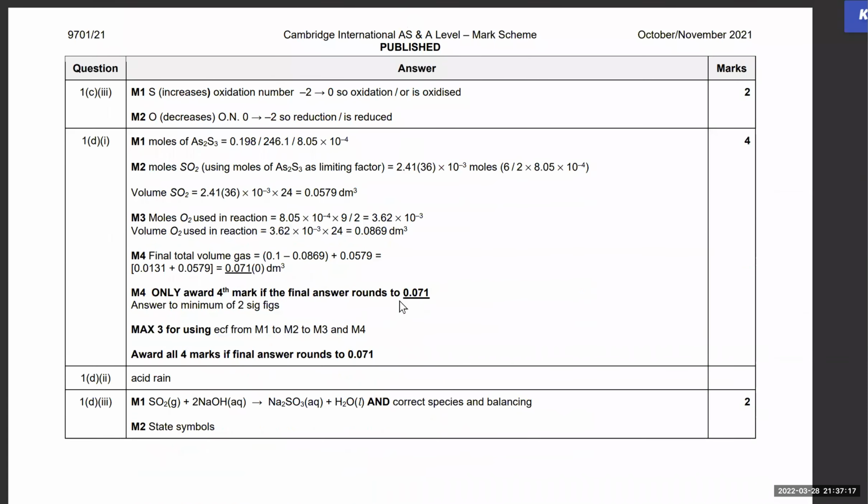So he's saying if the final answer rounds to this thing. I mean, this one is given. Why are we not getting 711? Try and make sure, but anyways, you'll still get the mark. Then only award the 4th mark if the final answer rounds to this thing. And the minimum he's accepting is 2 significant figures.